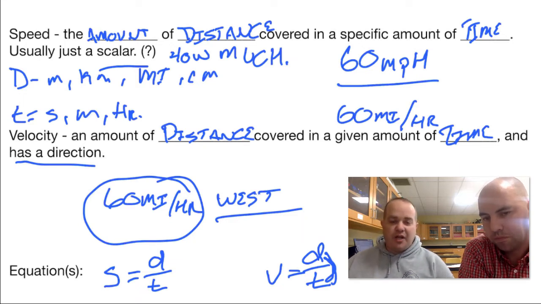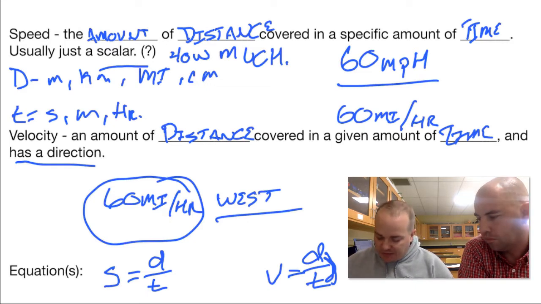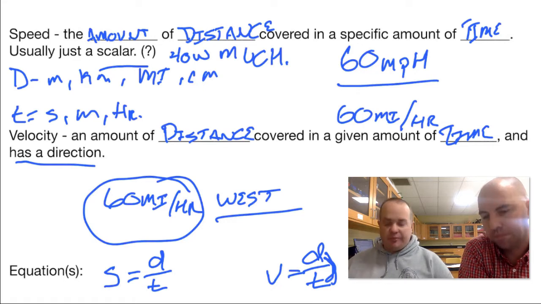So if our unknown was our distance, we would just cover up this top part like that, and we just do velocity times time to get our answer, distance. Okay, and then if we were solving for time, we would cover time up and we'd do distance divided by velocity. Okay, so that's how the triangle works. I'm sure most of you guys are familiar with that.